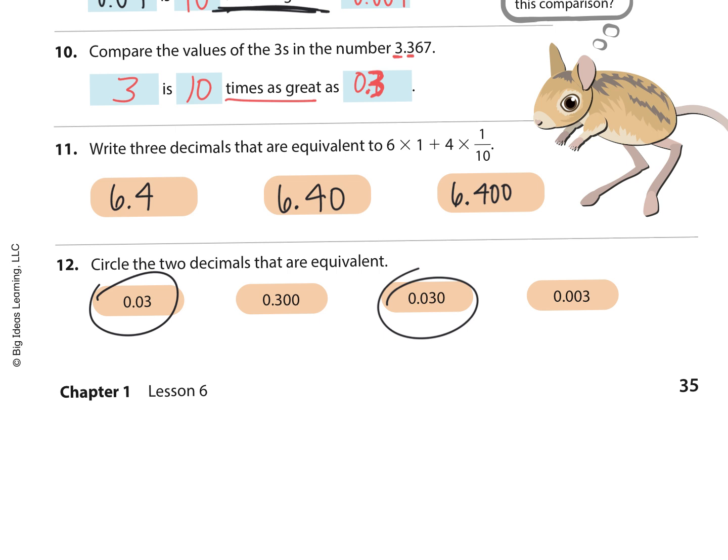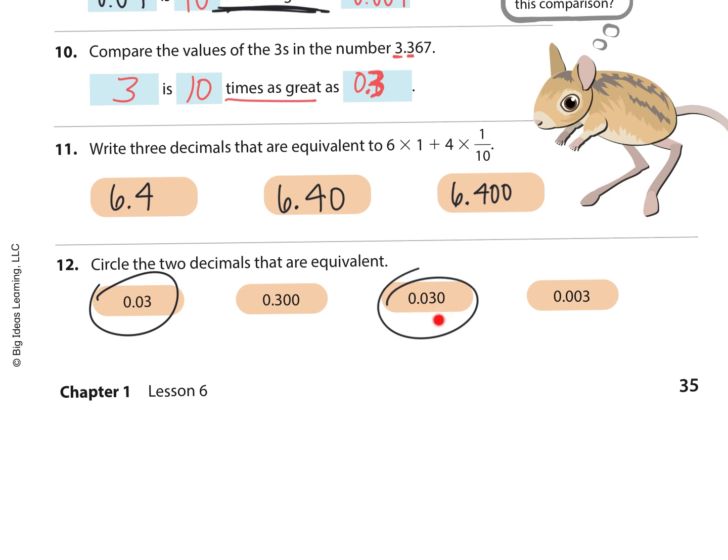300ths and 30 thousandths. It's the exact same amount. What is the difference? Can somebody raise their hand and tell me what's different? Was the 0 added? Yeah. But the other 2 that weren't circled, those are just not in the right place as the other 3, so that's why we didn't circle.